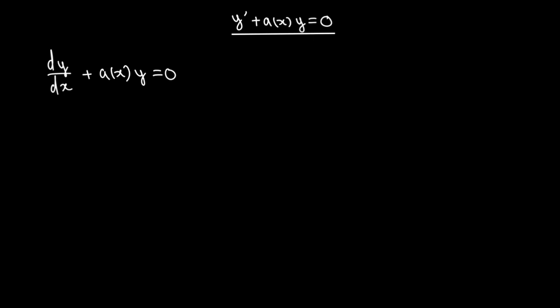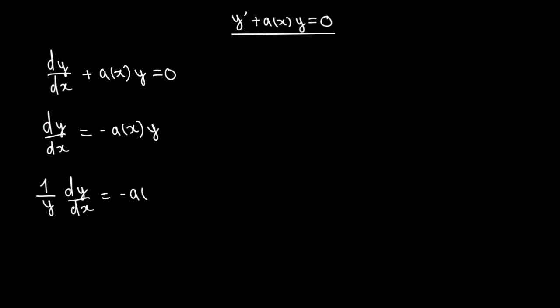Now the second thing we need to do is separate the y-dependent variables from the x-dependent variables. So here we want to separate the a of x from the y's. So we bring the a of x y on the other side. So we essentially subtract a of x y. And now, as I said, I want to bring y to where we have a dy, essentially. And therefore, we have 1 over y dy dx, which is equal to minus a of x.